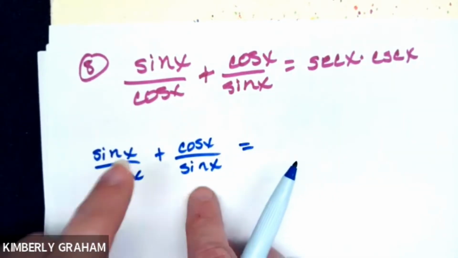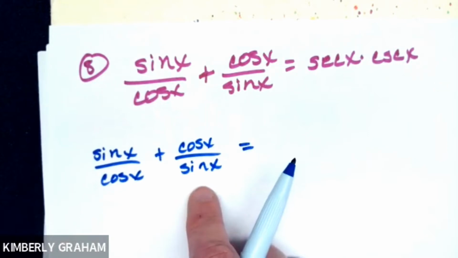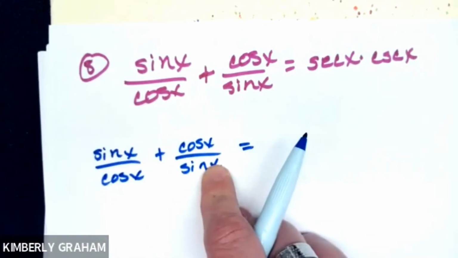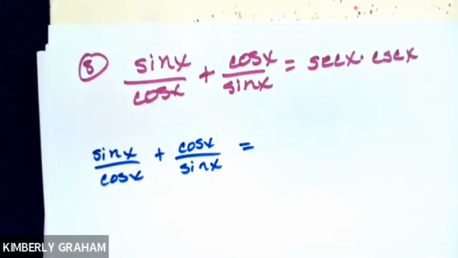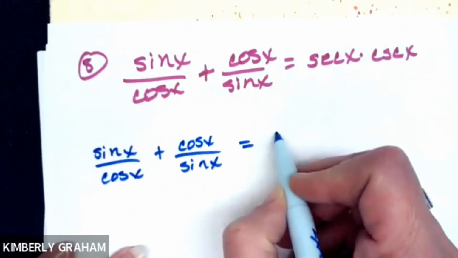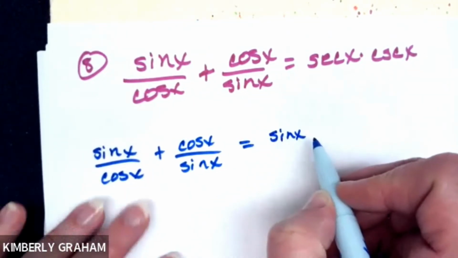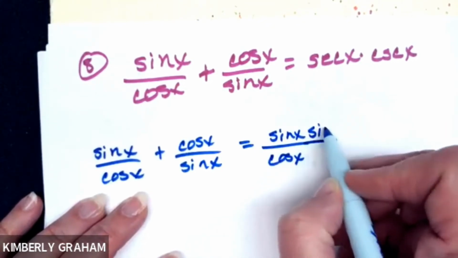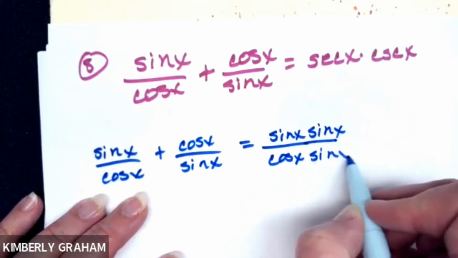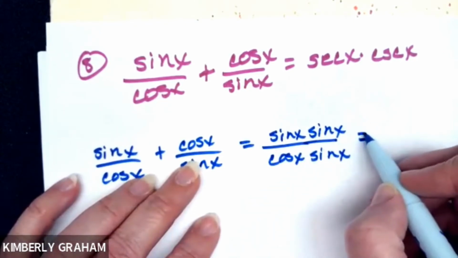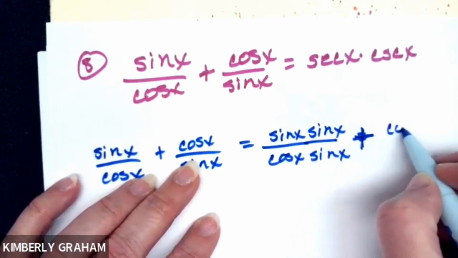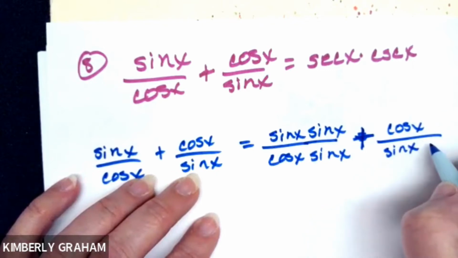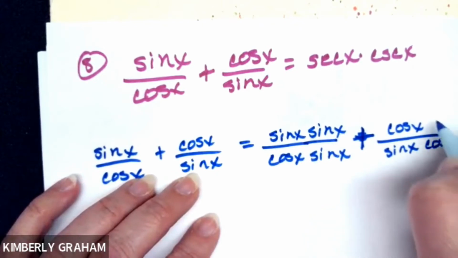A common denominator is going to be sine times cosine. So I need to multiply this fraction, top and bottom, by sine. I need to multiply this fraction, top and bottom, by cosine. So I have sine x over cosine to start with. So I'm going to multiply top and bottom by sine x. Over here on this fraction, I start off with cosine over sine. So I need to multiply top and bottom by cosine.